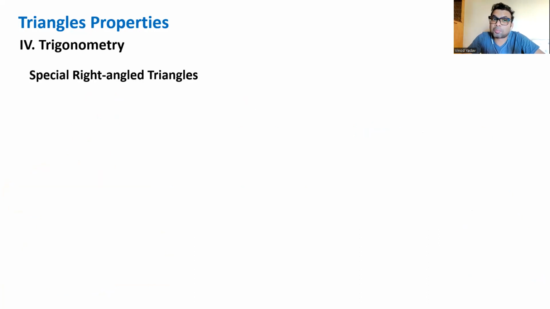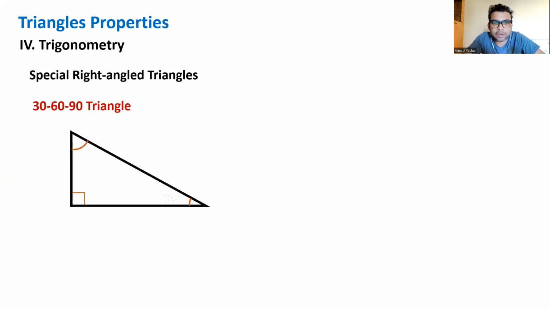Great. Now special right angle triangles, remember, very very useful. First one is 30 60 90 triangles.